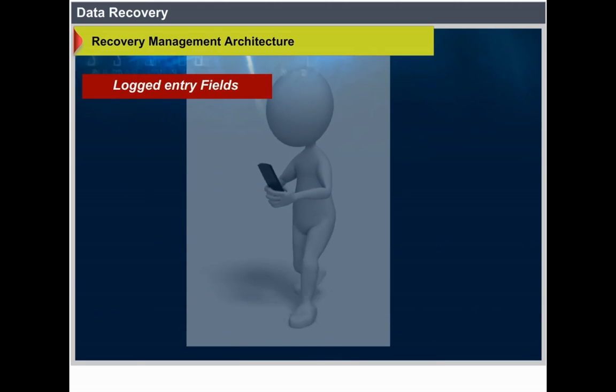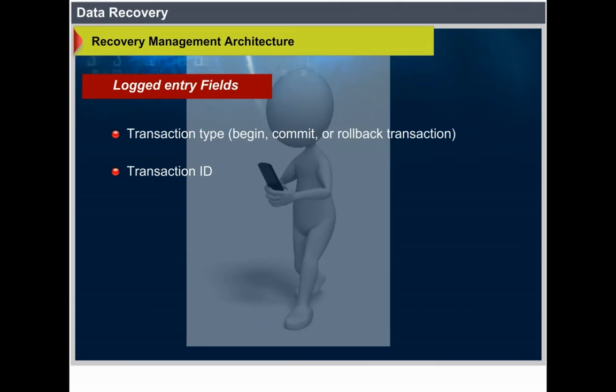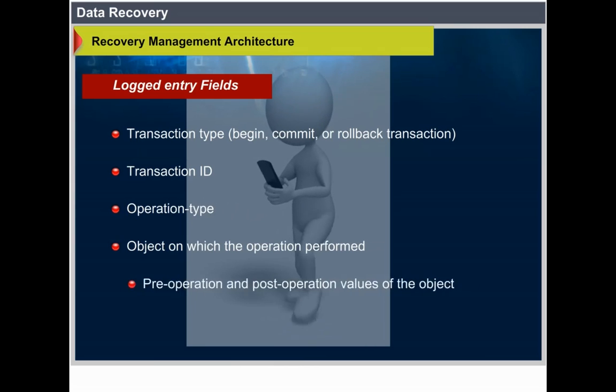Logged entry fields. Transaction type: begin, commit or rollback transaction. Transaction ID. Operation type: object on which the operation is performed. Pre-operation and post-operation values of the object.